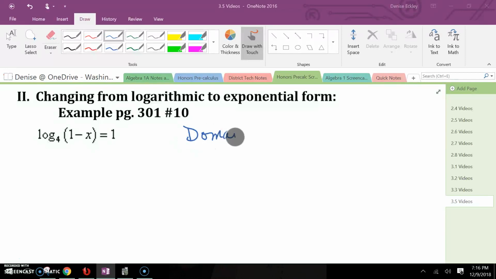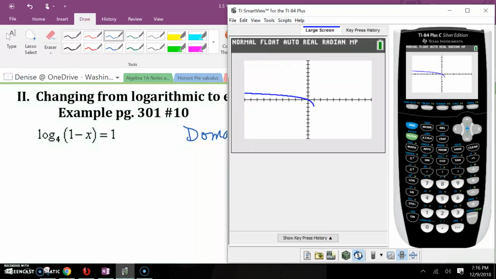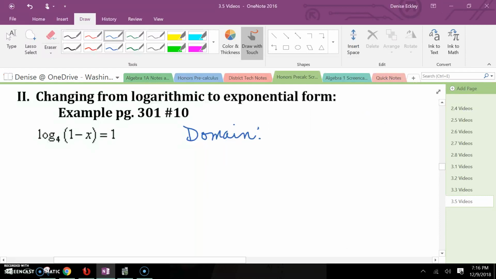To quickly do that, I'm going to, as I did in a previous example, look at the graph of the log, and what I see is that it is defined from negative infinity to positive 1. So that is going to be my domain. I'm going to make a note of that on the paper so that I can refer to it when I look at my solutions in case I have to change any solutions.